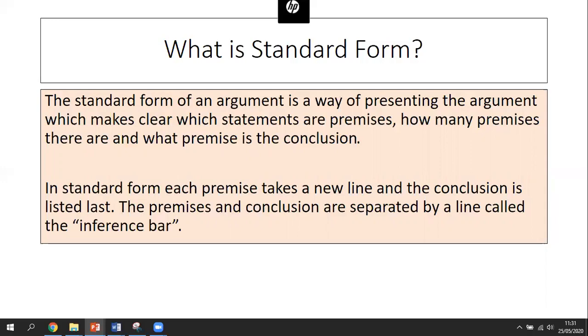So if in the exam, this is both National 5 and Higher, you're asked to present an argument in standard form, it is essential that you put what we call the inference bar into your standard form presentation, because it's a symbol that shows that these premises lead to the conclusion. If you don't have that bar, you actually lose a mark. It's a bit like in maths if you don't include some symbols in your exams. I'll show you an example.